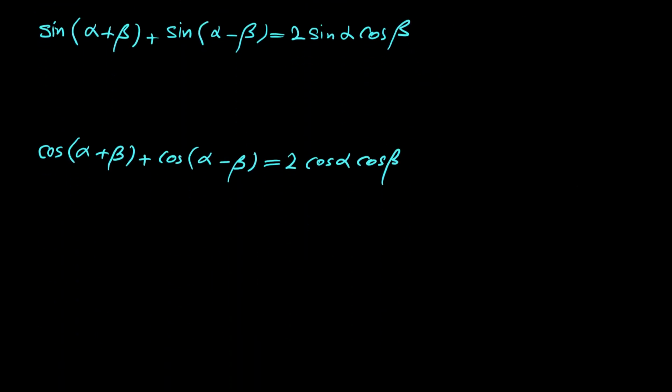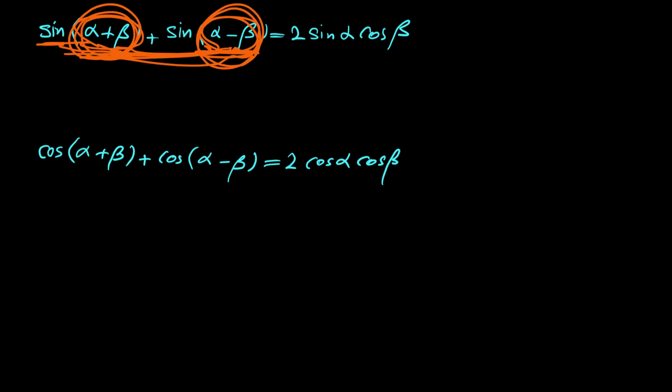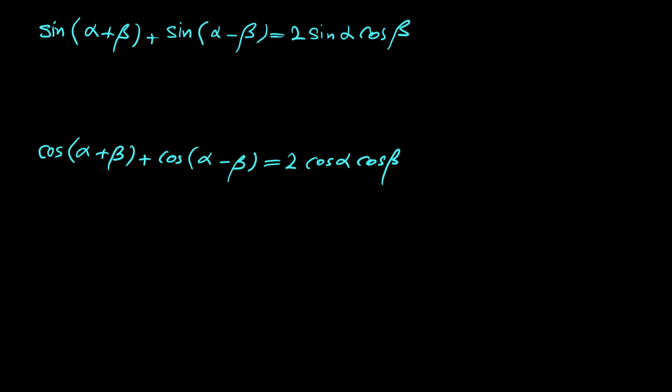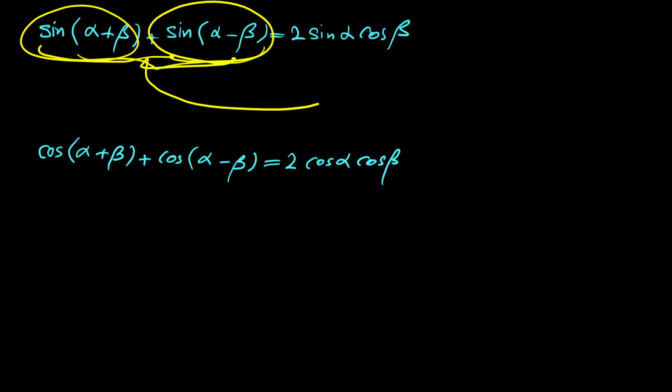Now look at these relations. We want to prove that sine of alpha plus beta plus sine of alpha minus beta is equal to 2 sine of alpha cosine beta. By looking at this and these angles, we can see that in front of sine we have two angles. So it should be clear that we have to use the sum and difference identities for sine. So we start from the left side, we expand this, and we try to get to the other side.